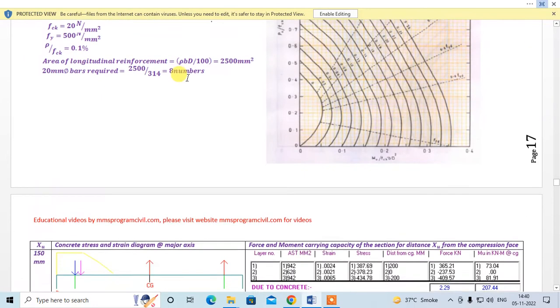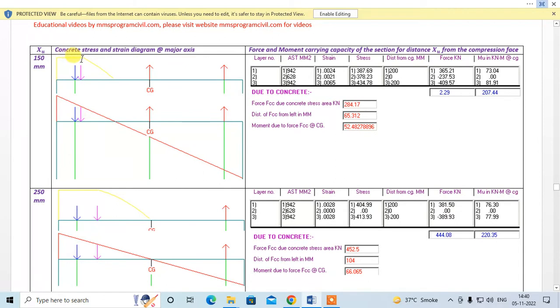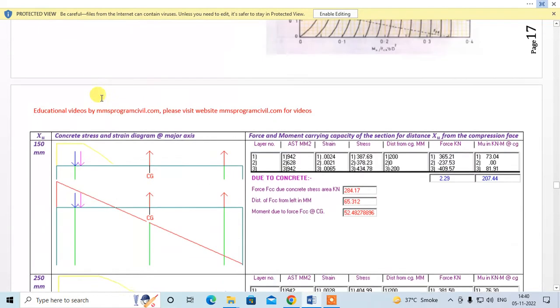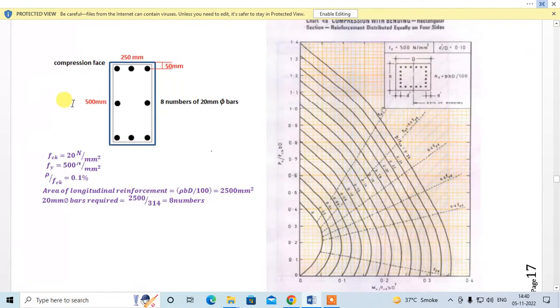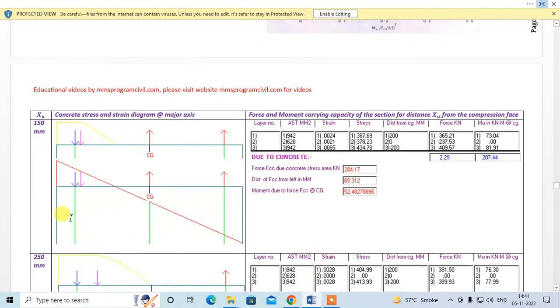Okay, so for that case, this is our concrete design curve. This is force Fcc. We have three steel layers, right? I am viewing this section from this side, so layer 1, layer 2 and layer 3. So this is layer 1, this is layer 2 and this is layer 3.